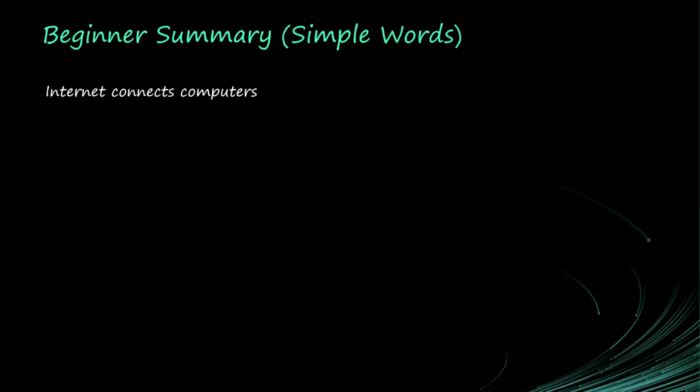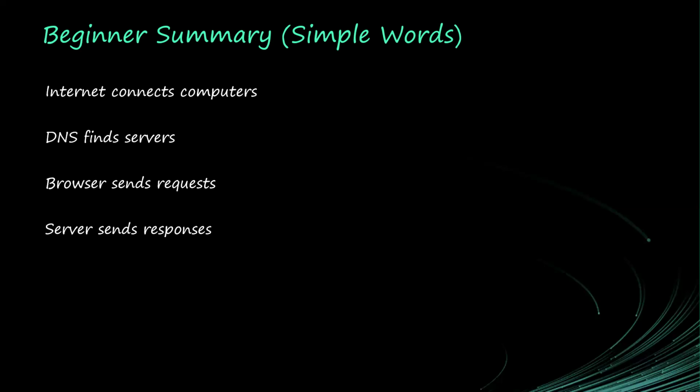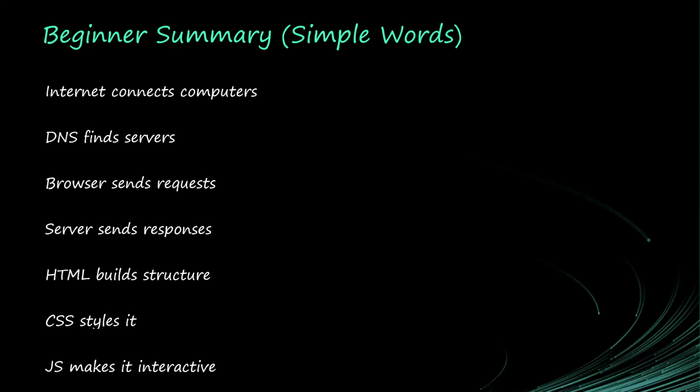Okay, so beginner summary: the internet connects computers, because the internet is the network of computers. DNS, the domain name system, finds servers. The domain name system has the IP addresses of servers, and the browser will send requests to the server. The server sends a response back: request, response. HTML builds structure. HTML is used to build the structure of the website. CSS is used to style the website. JavaScript makes the website very interactive and dynamic.